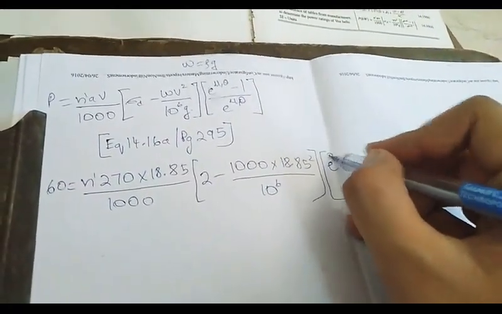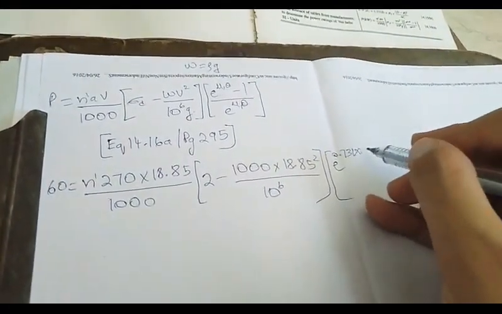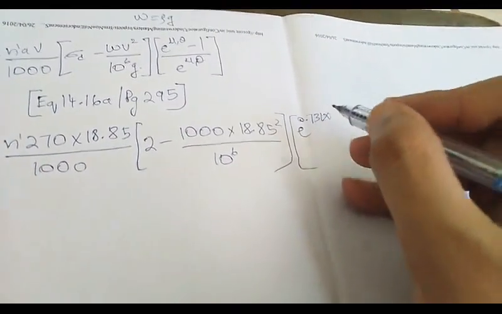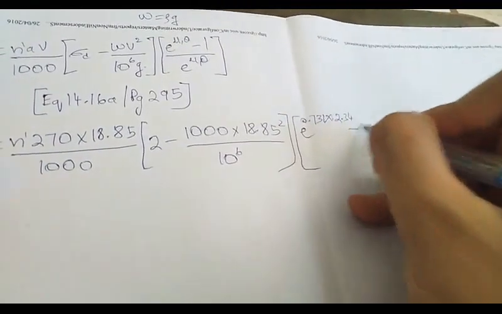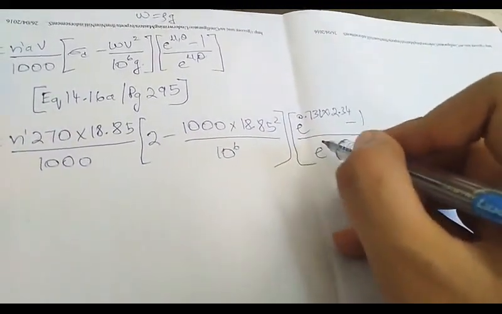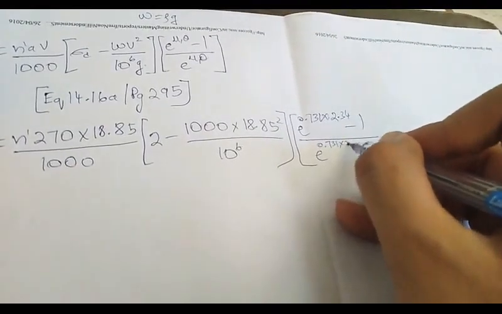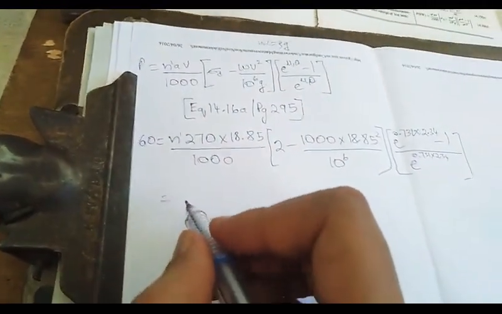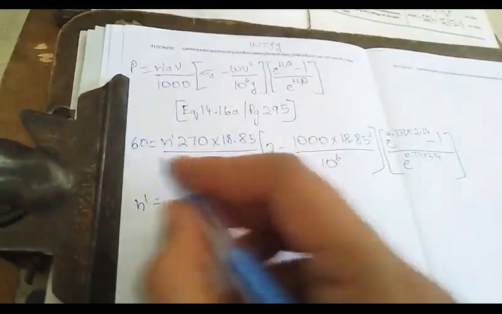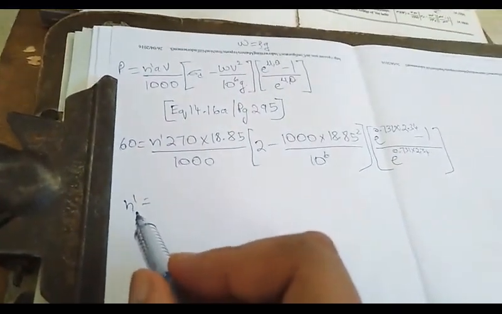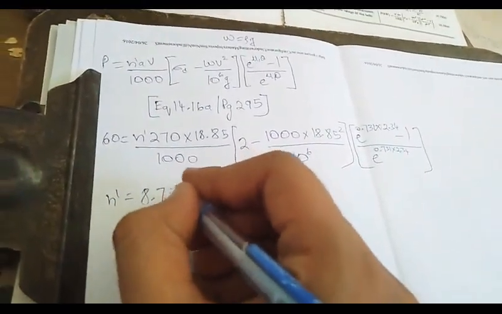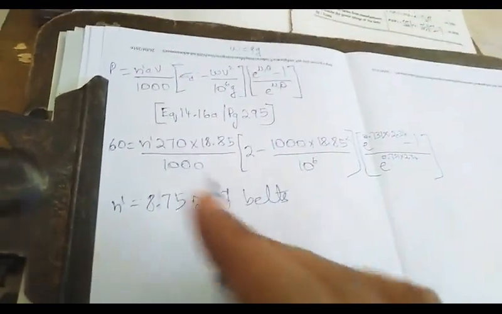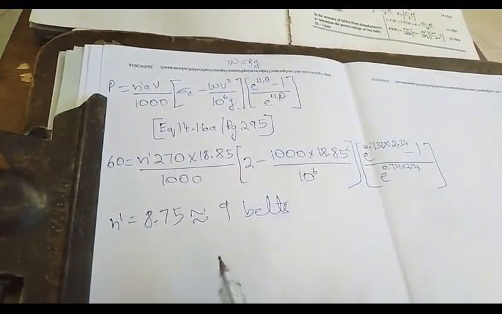Mu 1 we have found out is 0.731, into theta which is 2.34 radians, minus 1 divided by e power 0.731 into 2.34. So on simplifying this equation, I'll get the value of n dash as 8.75. We shall approximate this to 9 belts. So there will be 9 individual belts on the single rim or pulley.